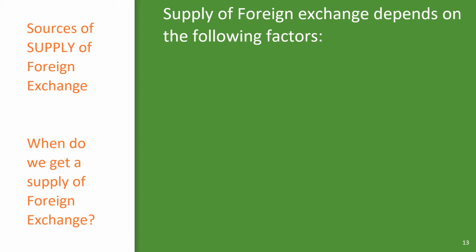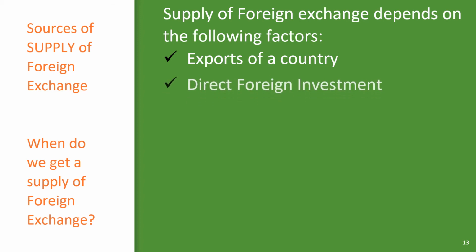Well then, what are the sources of supply of foreign exchange? In other words, when do we get a supply of foreign exchange? Supply of foreign exchange depends on the following factors. Firstly, exports of a country. When we export goods to other countries, we get a supply of foreign exchange because they pay us in their currency. Secondly, when any other country invests in our country and there is a direct foreign investment from their side, then they will bring along with them a supply of their foreign exchange.